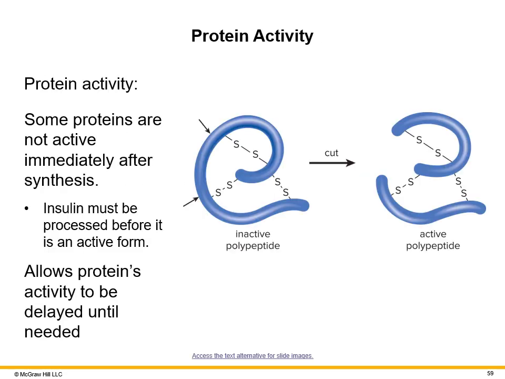Next, we will discuss protein activity. Some proteins are not active immediately after synthesis. For example, insulin must be processed before it is in active form. If we look at the example in the diagram, this polypeptide is inactive, but in order to activate it, we must cut it into smaller polypeptides to have an active polypeptide. This allows protein's activity to be delayed until needed.